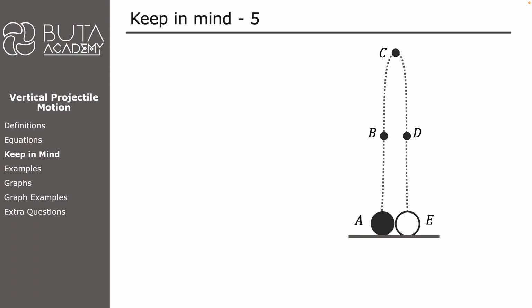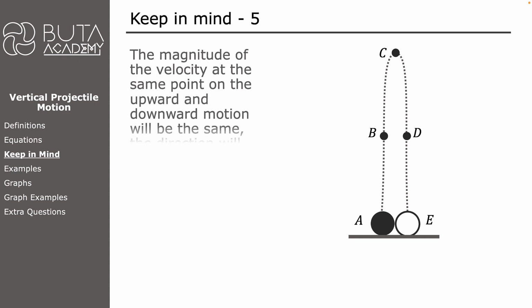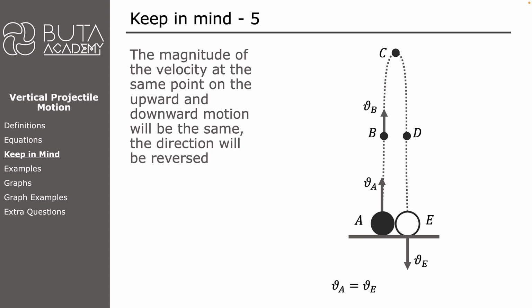The last item to remember is that the magnitude of the velocity at the same point on the upward and downward motion will be the same, only the direction will be reversed. The magnitude of the velocity of the ball at point A is equal to the magnitude of the velocity at point E, but their directions are opposite to each other. We can state the same for the velocities at points B and D as well, as these two are at the same height from the reference point, which is usually considered as the ground level.